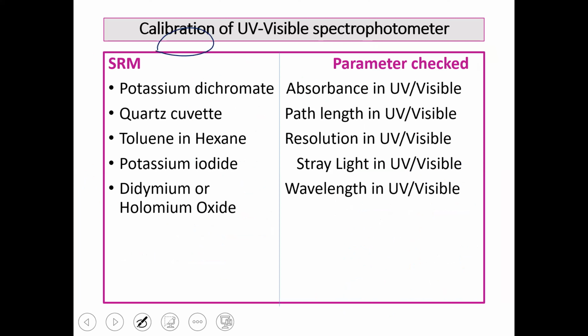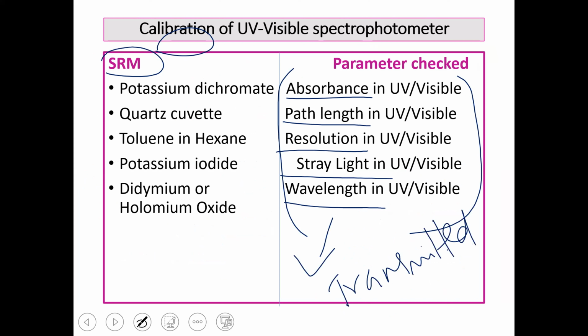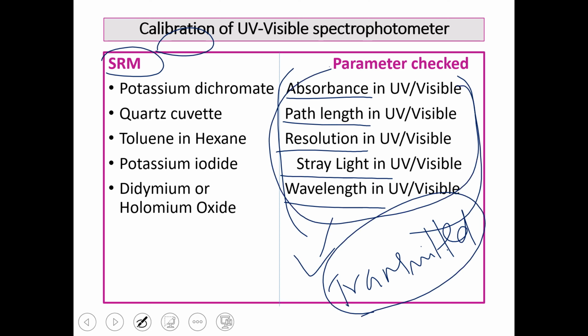And calibration, I could see in the GPAT syllabus, there is one particular topic on calibration of instruments, where spectrophotometric calibration happens. It is calibrated for various parameters using a standard reference material. SRM stands for standard reference material. So what are the parameters? You check for absorbance, path length, resolution, stray light, wavelength, and in the question paper, there was one odd choice, transmitted light. So all the parameters are checked during the calibration of a spectrophotometer except transmitted light.